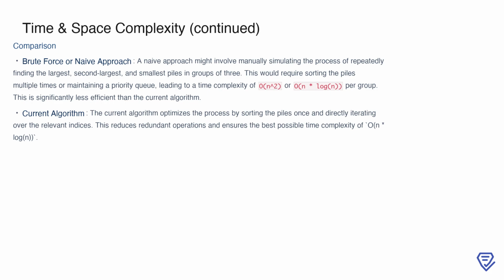The optimized algorithm, on the other hand, sorts the piles once and directly iterates over the relevant indices, avoiding redundant operations. As a result, it achieves the best possible time complexity of O(n log n), making it significantly faster and more practical for large inputs.